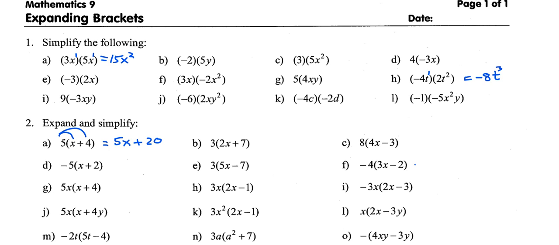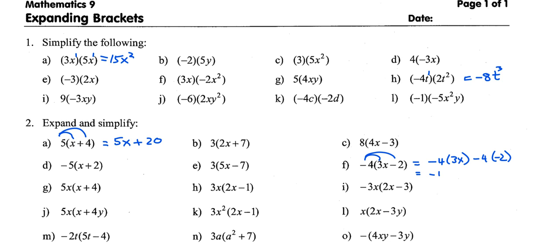Let's look at 2f. 2f has a negative number in front. It doesn't matter. We're just going to distribute it to both of those terms. I'm just going to write this extra step, you don't need to write it. Negative 4 times 3x, and also negative 4 times negative 2. So I've distributed the negative 4.